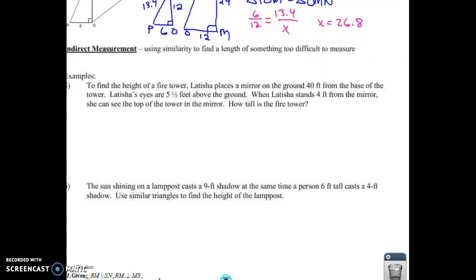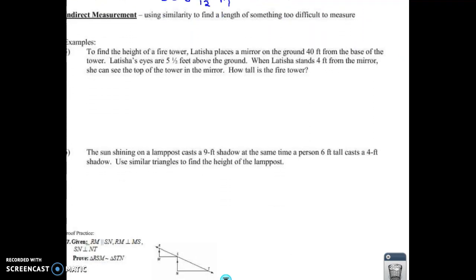All right. Let's scroll down to this one. Well, we have a fire tower, and you know what? The best thing to do for this is to draw a little fire tower. You're going to need a drawing. We want to find the height of the fire tower, so that's going to be x there. What Letitia does is she places a mirror on the ground like that, and she's going to look down at this mirror, and it's going to be at the very top.